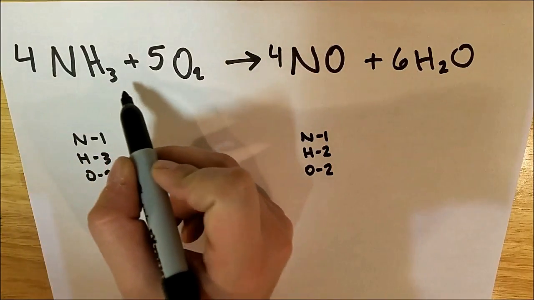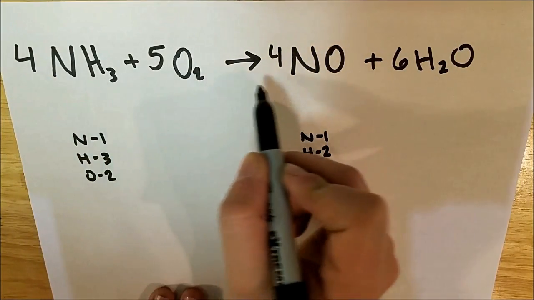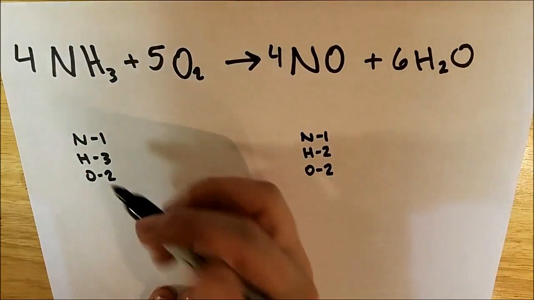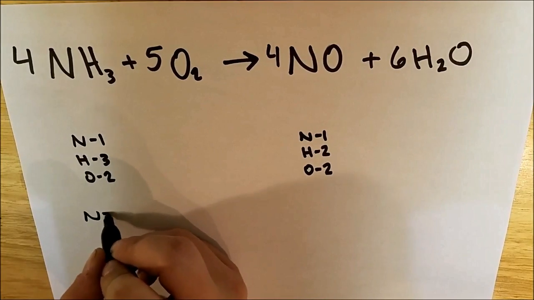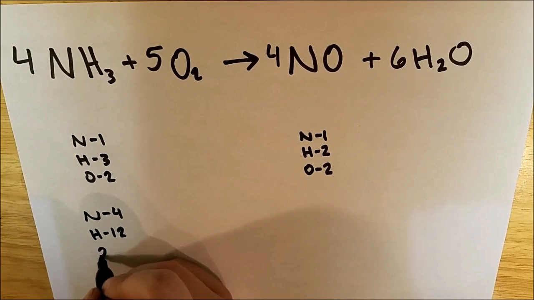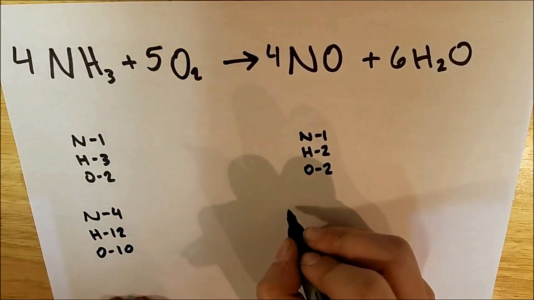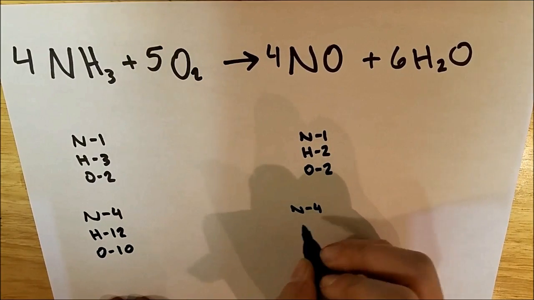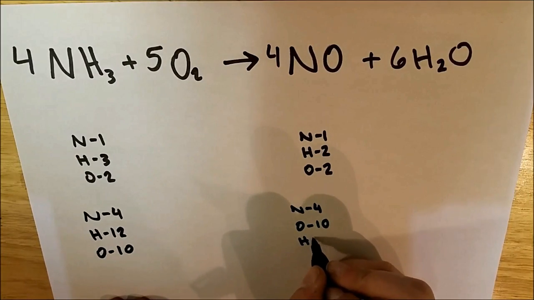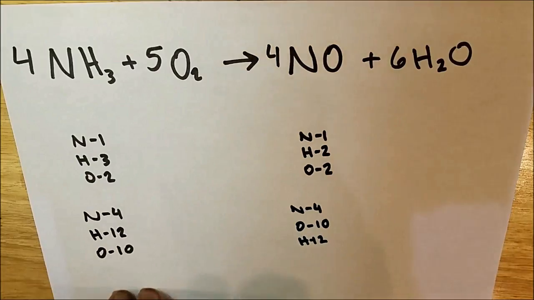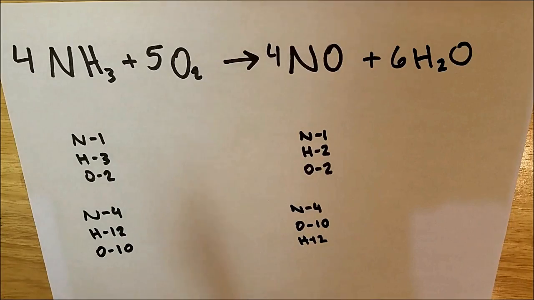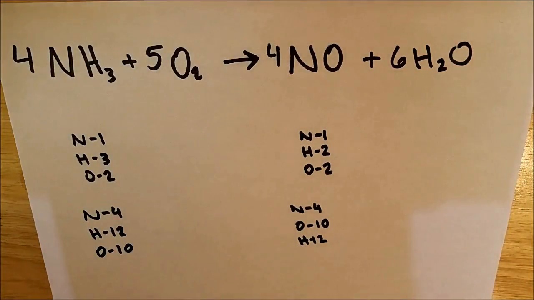Now, when you multiply the coefficients out by the subscripts, you then figure out how many atoms are on each side. So now you can see that each of these sides are balanced, meaning that the equation is balanced.